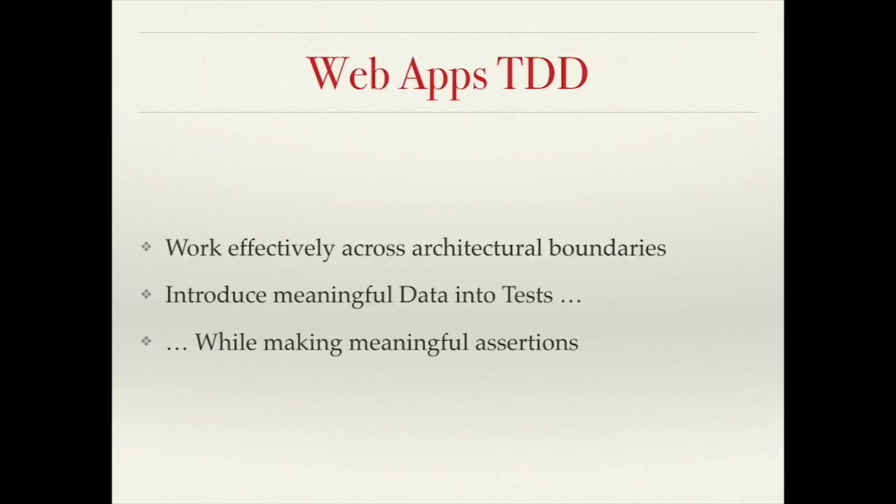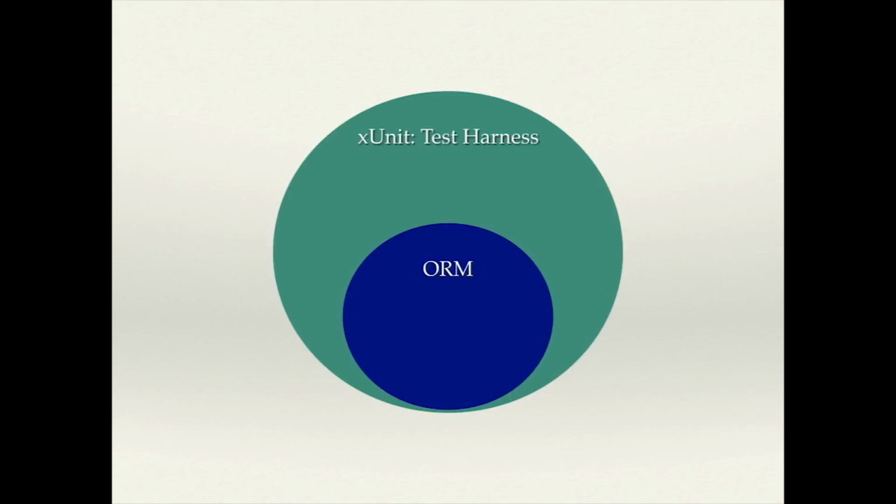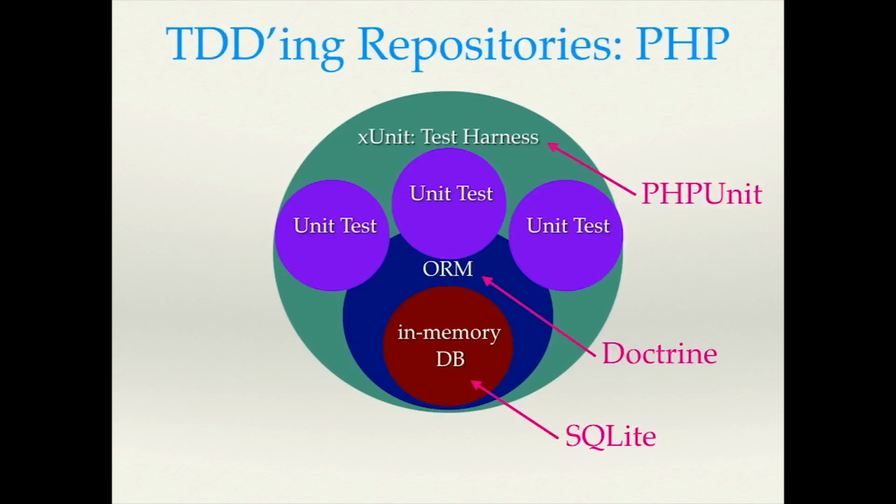So here's what we did to make it work. Picture an xUnit test harness, so PHPUnit, right? An ORM that lives inside of PHPUnit, and an in-memory database. So now imagine your ORM inside of your test harness backed by an in-memory database. And David, in his talk, touched a little bit on that earlier, right? Then we start writing every unit test on top of this. And the way we achieved this was by using PHPUnit, using the Doctrine ORM backed by SQLite.